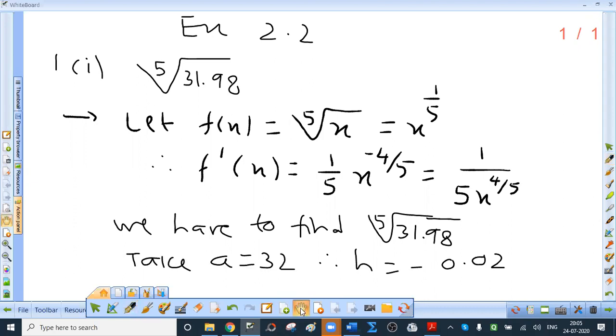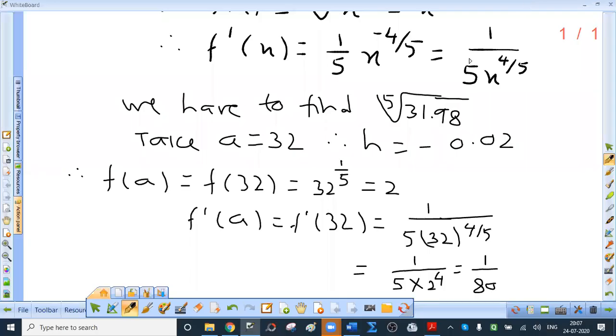Now, if you say, sir, 1 raised to 5 is 1, so can we take a equal to 1? But in that case, what will be h? 30.98. See, if you substitute the values in the formula, you will get approximation. But that will be a bad approximation. Why? Because we say h is very small and you are considering h as 30.98. That is absurd. And therefore, we have to take a equal to 32 so that h will be minus 0.02. Write down. First write down this, then I'll explain.